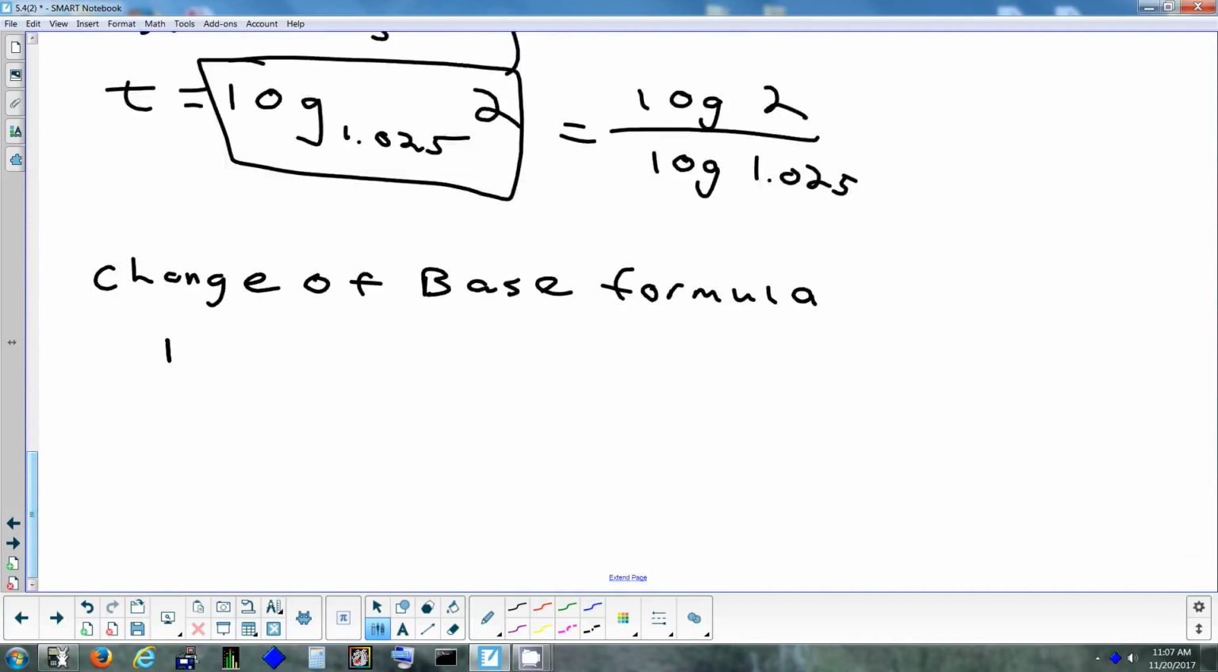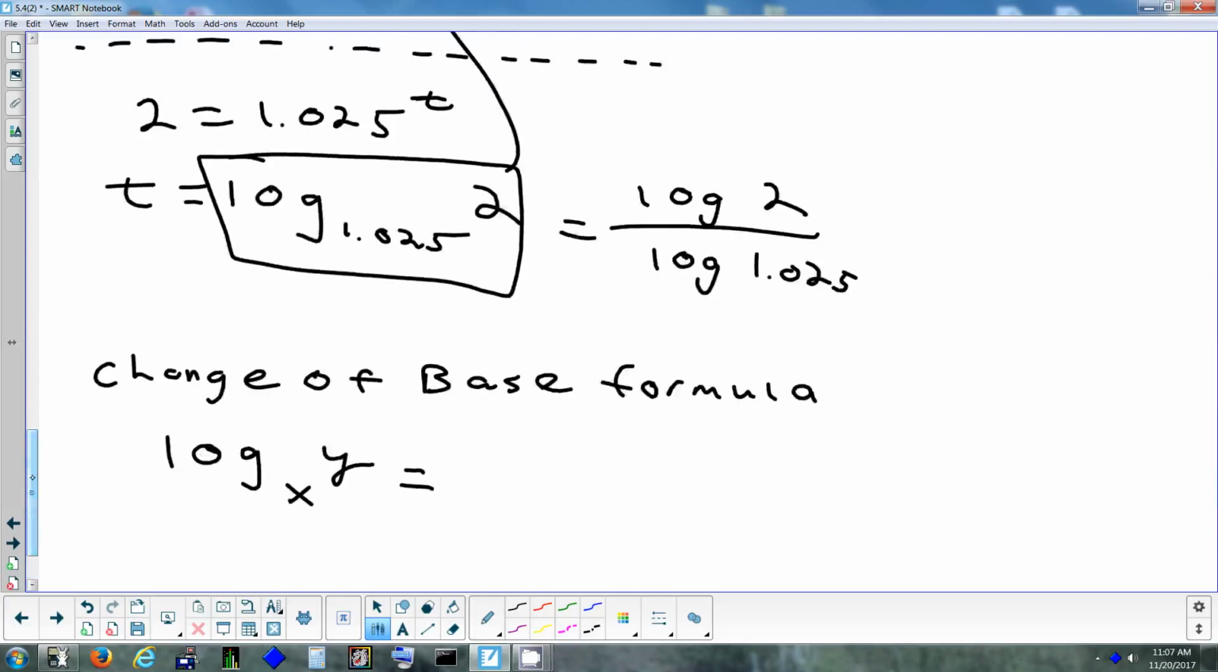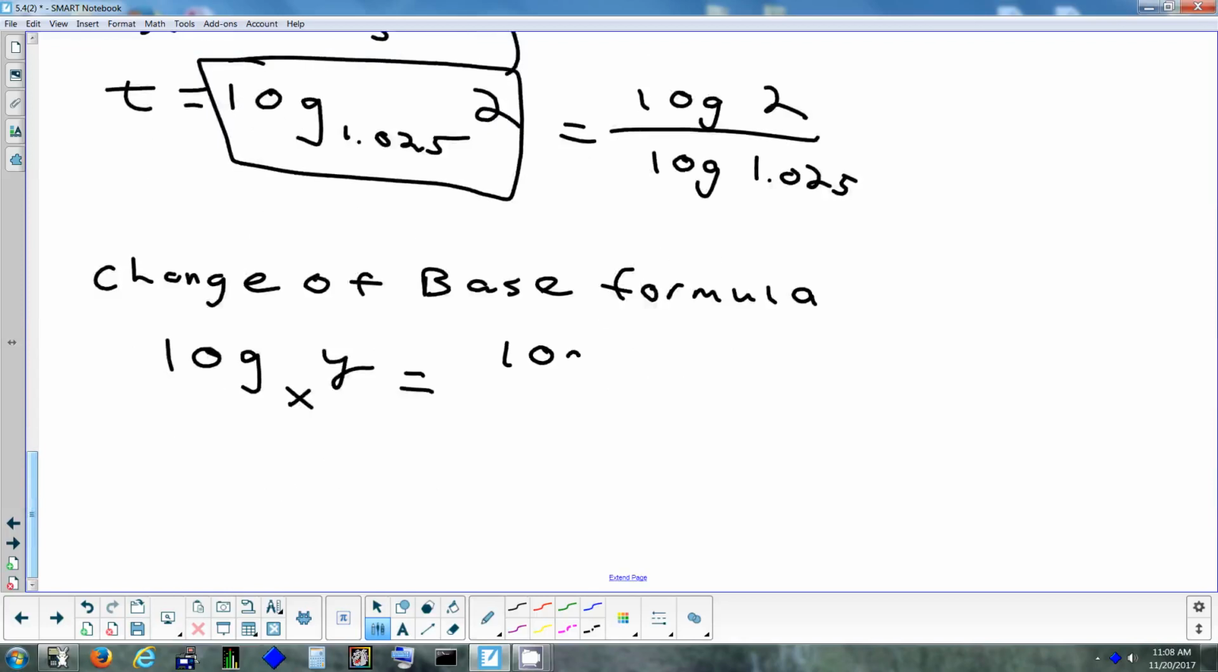So in general, if you had log base x of y, and x wasn't a 10 and it wasn't e, you don't have a button to type it in directly. But you can rewrite it in a way that you can type in. Log of the argument divided by log of the base. So log of the argument divided by log of the base.